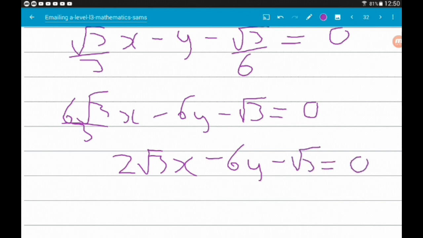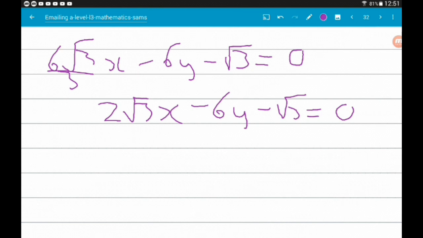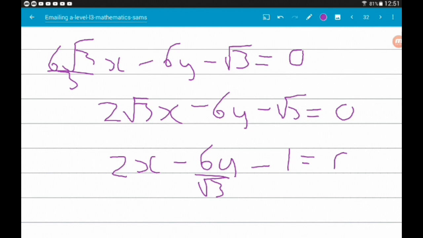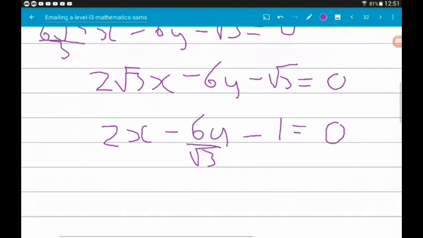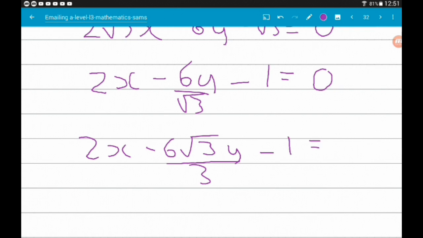is equal to 0. Now, if we divide through by root 3, we get 2x, which is good because we wanted that, minus 6y over root 3 minus 1 is equal to 0. So that minus 1 is also a good step because we wanted that. Okay, now if we rationalise the denominator on the y term, we've got 2x minus 6 root 3y over 3 minus 1 is equal to 0.